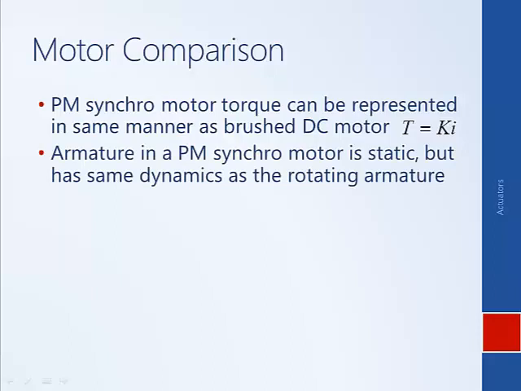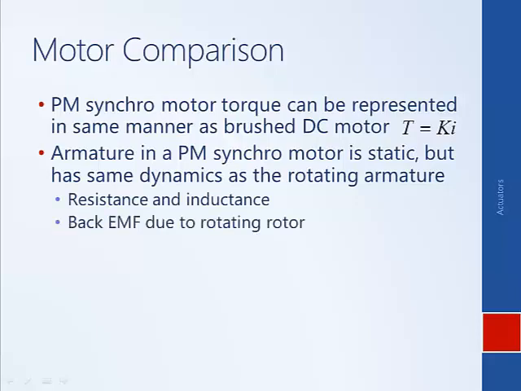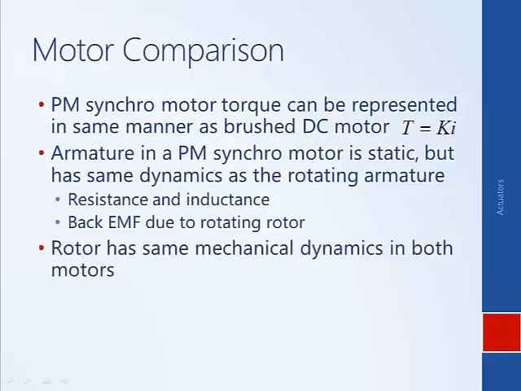And the armature in this motor, even though it's static, even though it's part of the stator, still has the same dynamics in the sense that it has resistance and inductance because it's a piece of wire that's wound, and it still has a back EMF. In this case, you have a back EMF because you have a conductor in a changing magnetic field due to the rotating rotor, whereas with a regular DC motor, the magnetic field was constant, but the conductor was moving. But in each case, you still generate a back EMF. And the rotor also has the same sort of mechanical dynamics in both motors, because in both cases the rotor has inertia and there's friction.